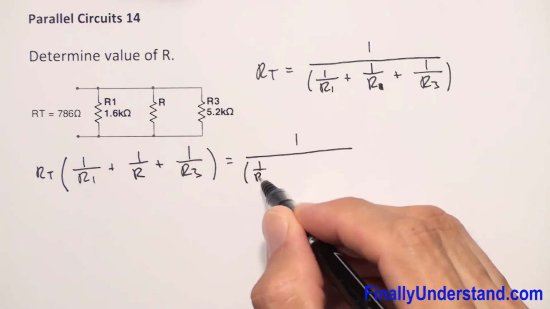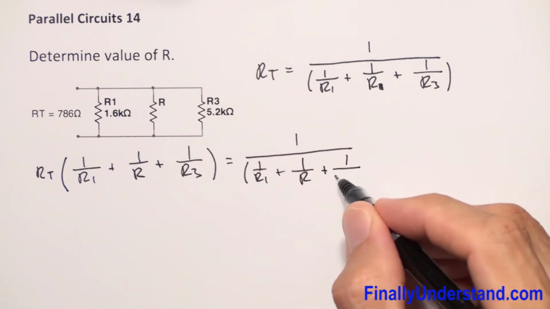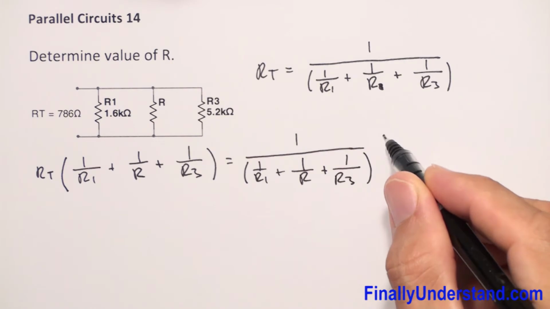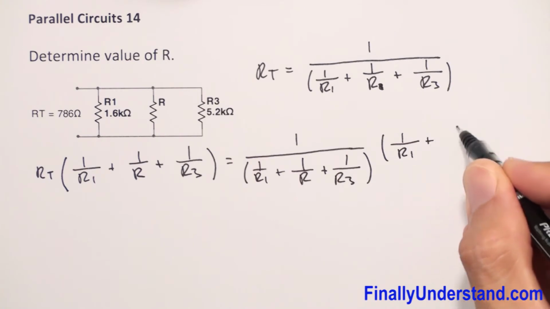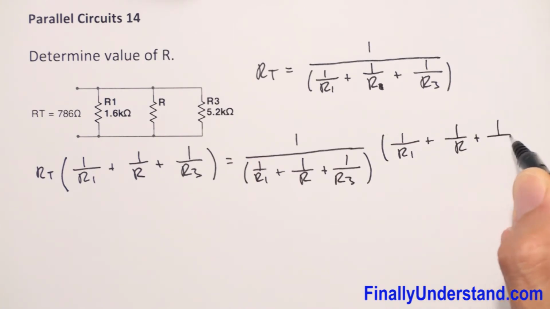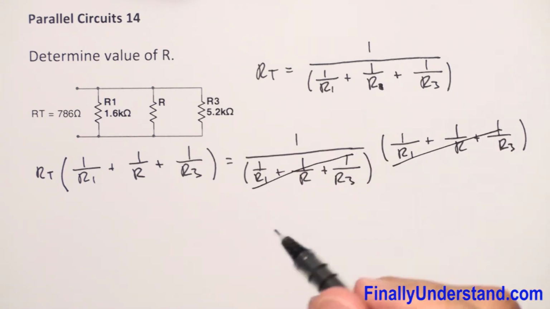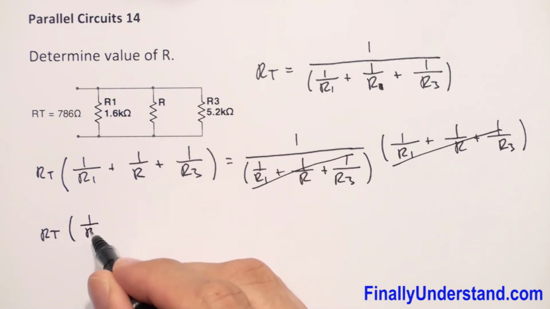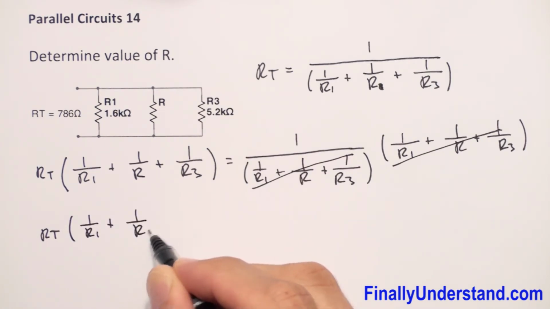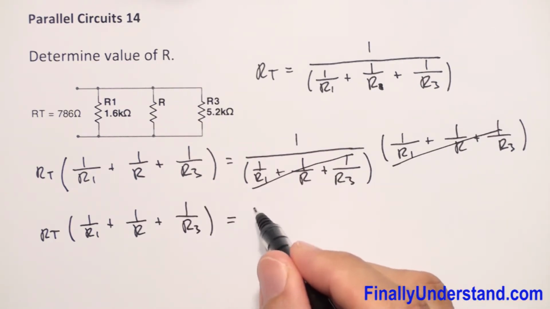So 1 over R1 plus 1 over R plus 1 over R3, I multiply also by the denominator, which is 1 over R1 plus 1 over R plus 1 over R3. So this and this will cancel out. Okay, and simply what I've got, I have R total, and I have 1 over R1 plus 1 over R plus 1 over R3 is equal 1.